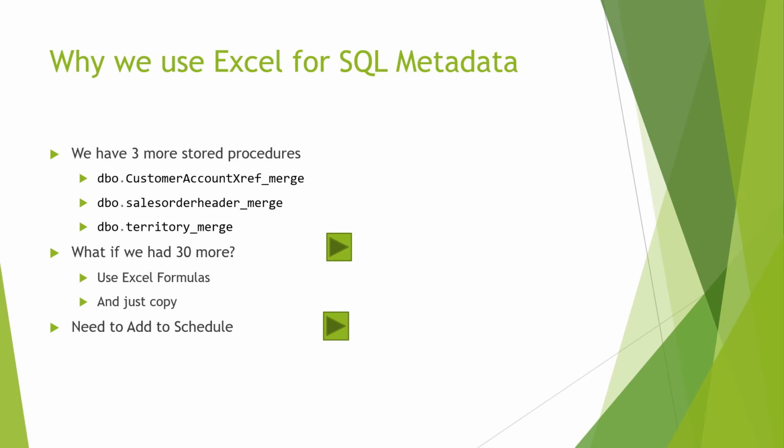So you may still be wondering, why are we using Excel as a front end to the metadata? Well, let's think about the scenario. We have 3 more stored procedures to define. Those 3 stored procedures could use that same pipeline, but we have to define those processes. What happens if we had 30 more? Let me show you how by just using Excel formulas and copy and paste, we could add the 3 just as fast as we would add the 30.